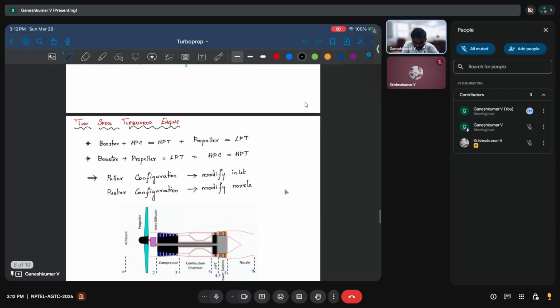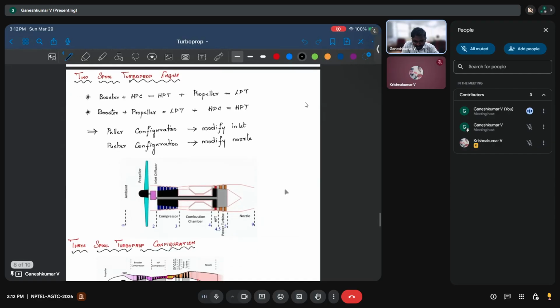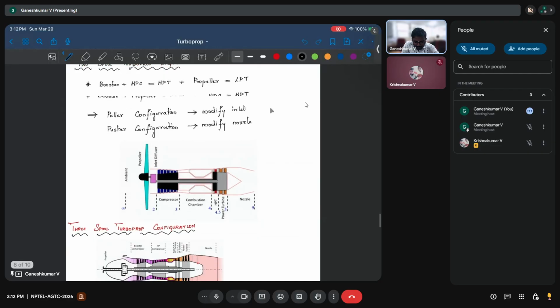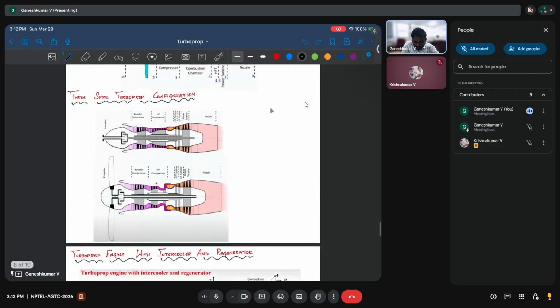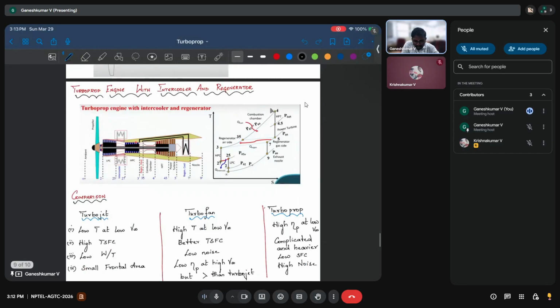All right. So you also have the two spool turboprop engine, where there are different configurations. In one, the booster and HPC are on the same spool as the HPT, and the propeller is on the LPT. In another, the booster and propeller are on the LPT, and the HPC is run by the HPT. So there are different configurations, and there is also a three spool turboprop configuration. What you also have is, as we were studying the intercooler and regenerator for the turbofan engine, a similar turboprop engine can be constructed with an intercooler and regenerator.